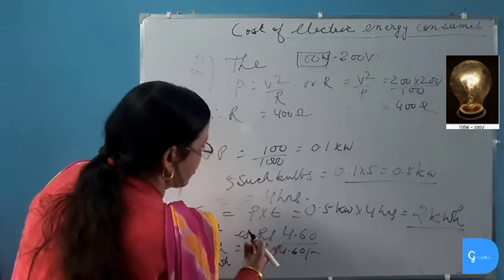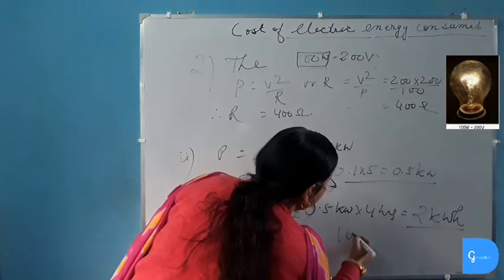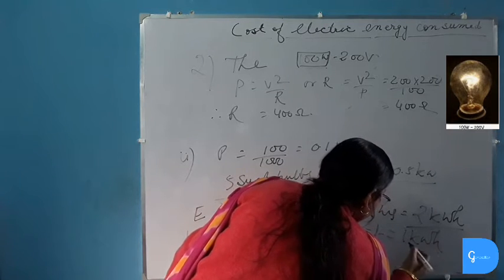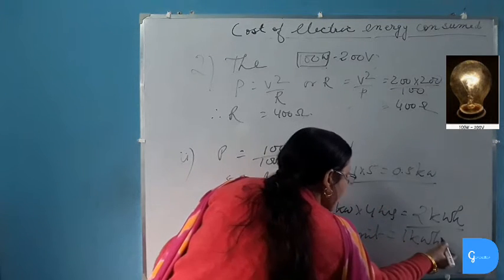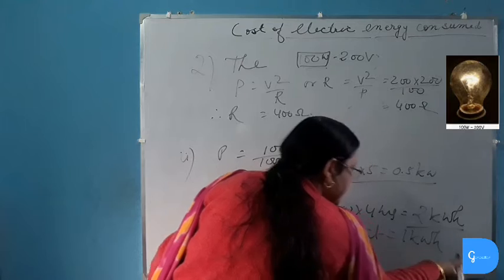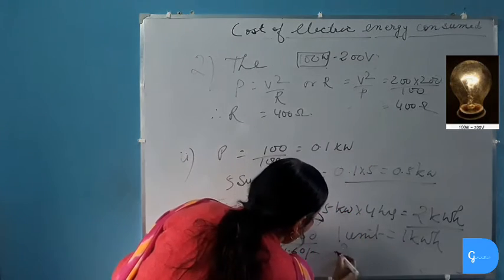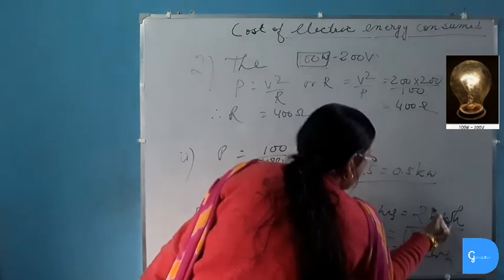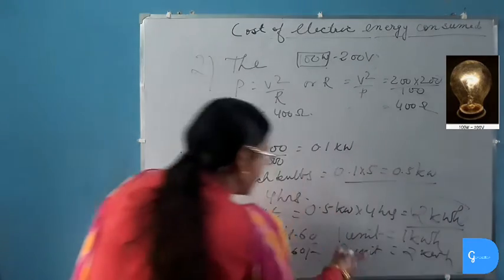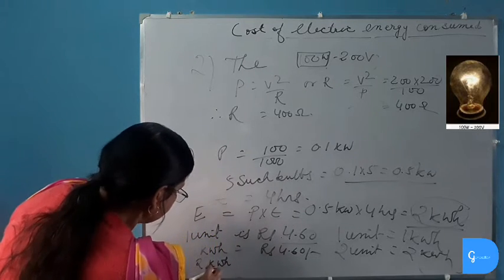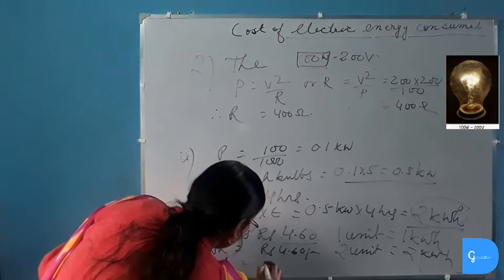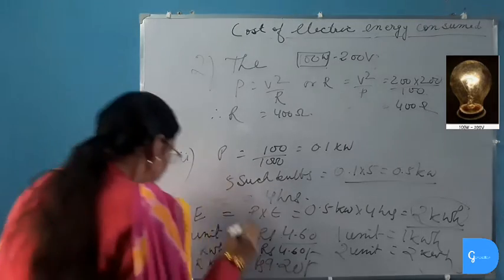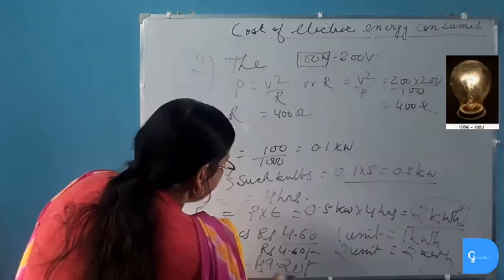1 unit means 1 kilowatt hour. You must remember this. 1 unit is equal to 1 kilowatt hour, because electric energy is measured in kilowatt hour at our homes by the electric meter that are set up. So 2 unit means 2 kilowatt hour. Here 2 kilowatt hour of electric energy was used by 5 bulbs. So rupees 9.20. So rupees 9 and 20 paisa.